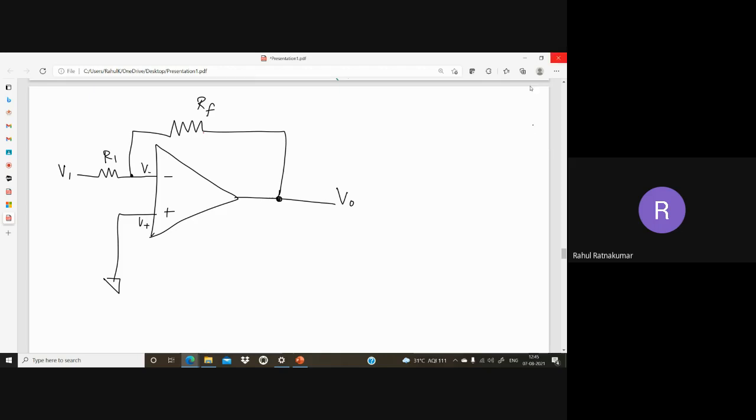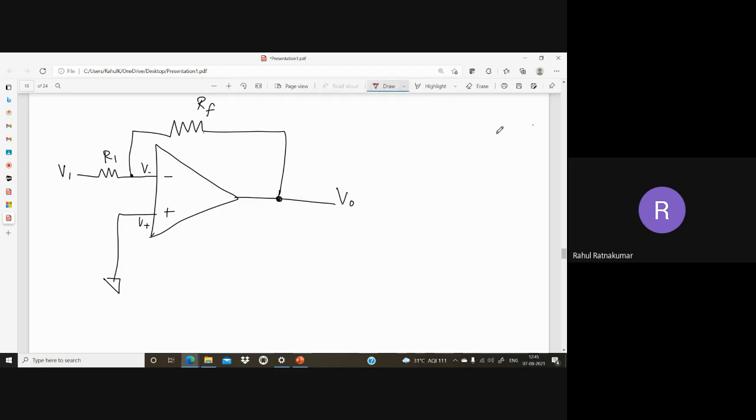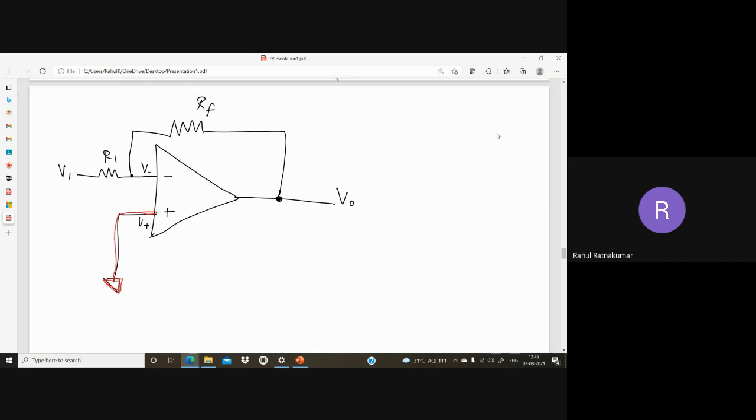Now let's apply the virtual ground principle, which makes any circuit much easier. This is grounded. What is the meaning of grounded? This input is completely grounded, 0 volt here. So according to the virtual ground principle, this also should be virtually 0 volt, right?